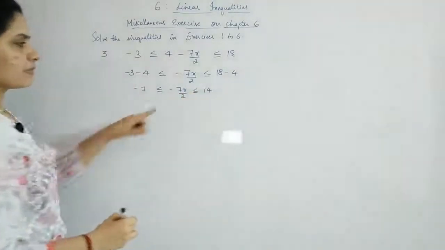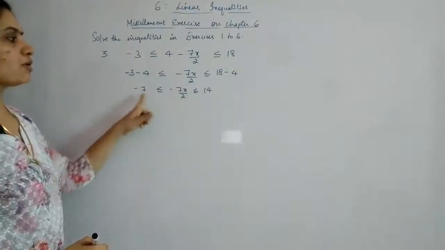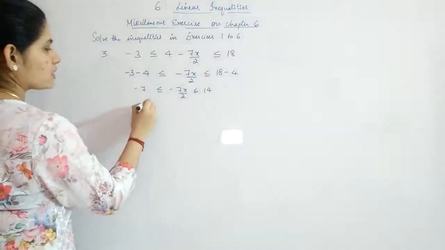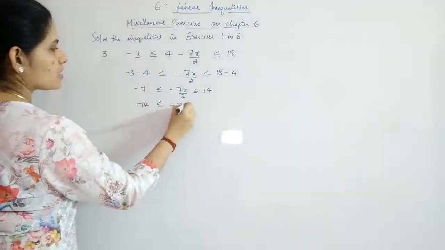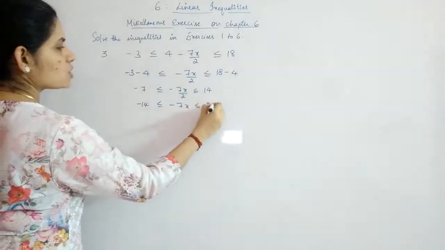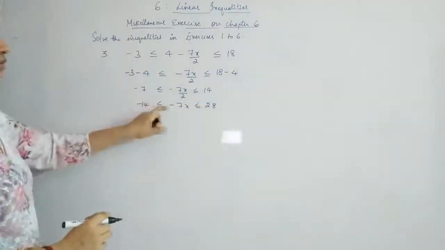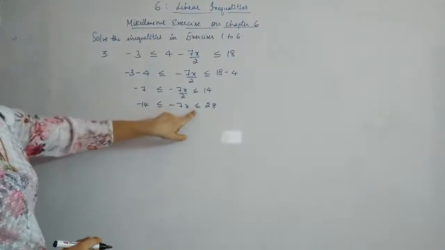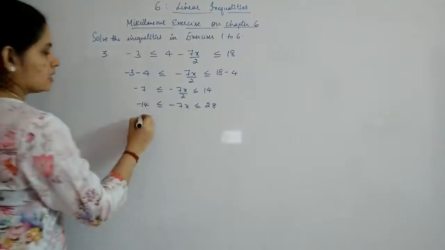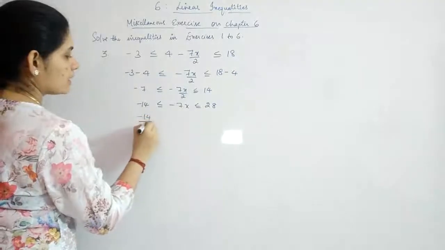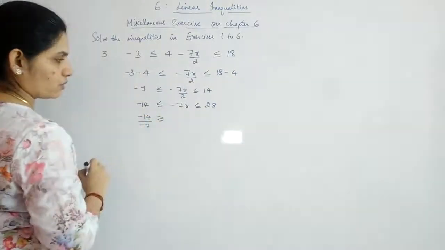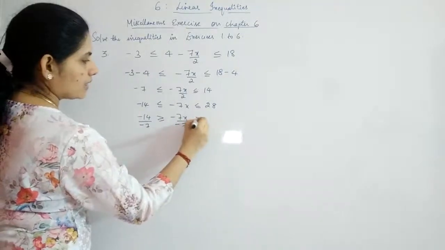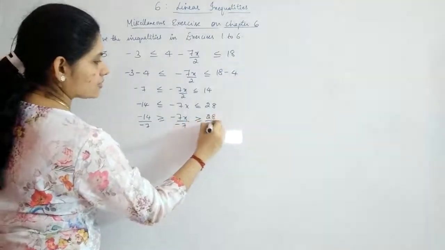Now we will remove 2. That means you have to multiply throughout by 2. So it will give you minus 7 into 2, minus 14, less than or equal to minus 7x less than or equal to 28. Now you have to remove minus 7. Again it is a negative sign. That means the sign of the inequality gets reversed. That means it will become minus 14 by minus 7 greater than or equal to minus 7x by minus 7 greater than or equal to 28 by minus 7.